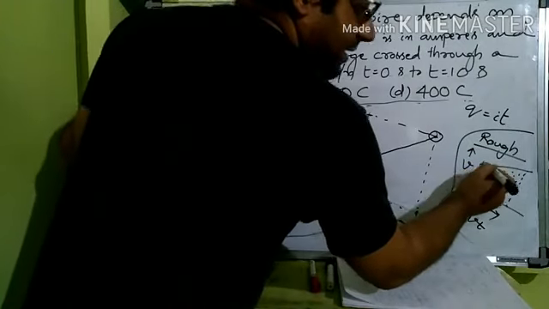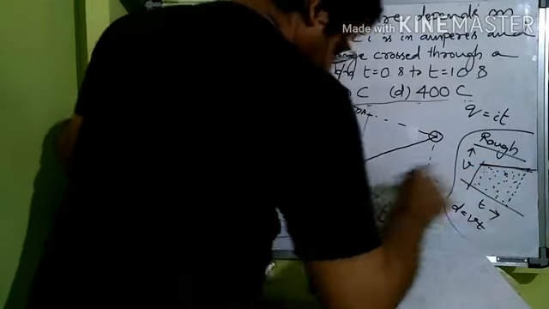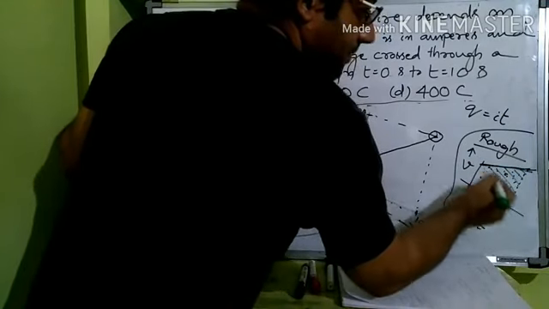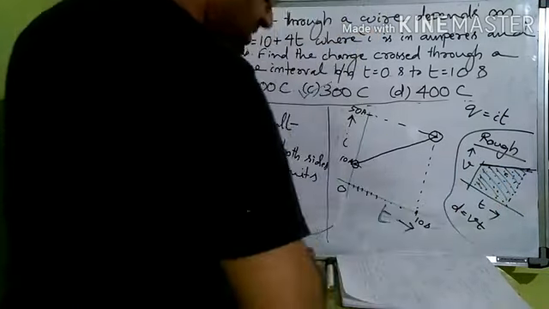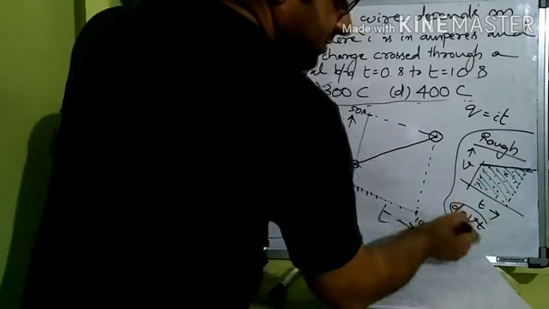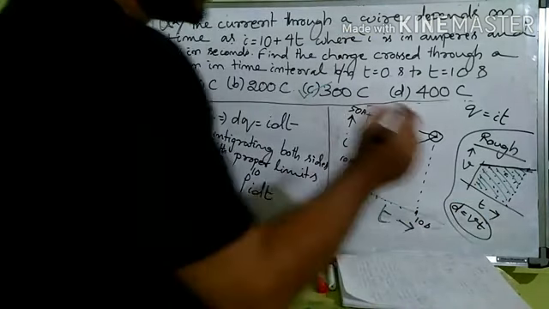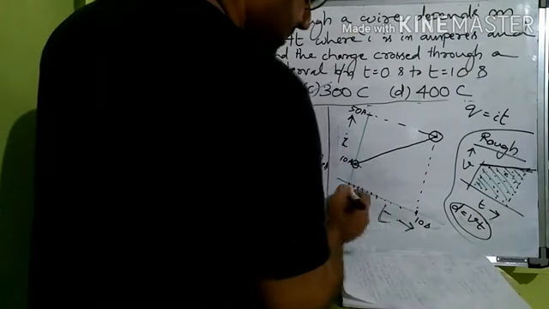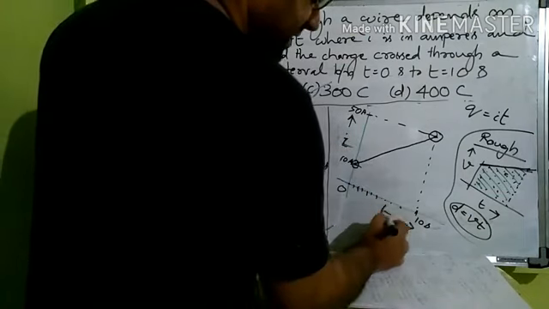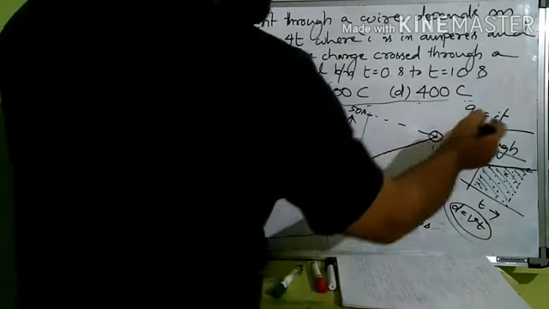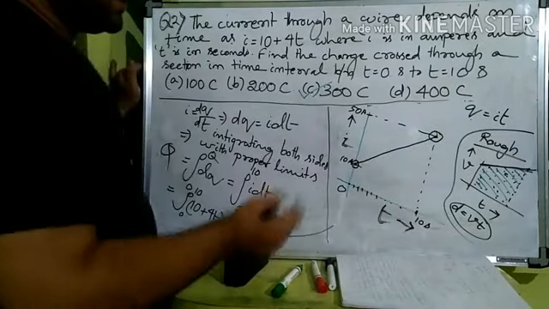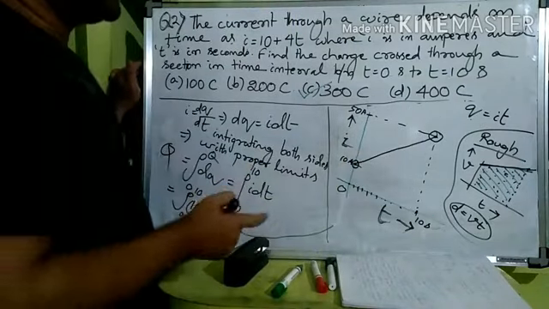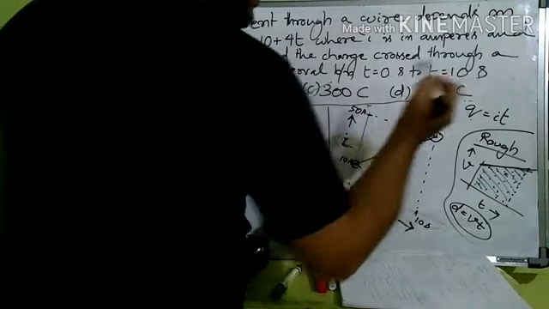Area under the VT curve with the x-axis gave the distance, because d is equal to Vt, right? So similarly, if we are taking I along the y-axis and t along the x-axis, we have Q is equal to It. Then the area under the It curve with the x-axis will give the charge, exactly like that, right?